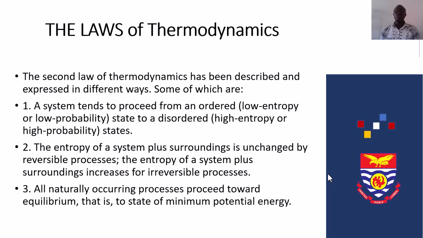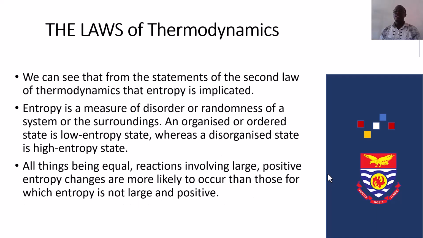A system tends to proceed from an ordered state to a disordered state. The entropy of a system plus surroundings is unchanged by reversible processes. The entropy of a system plus surroundings increases for irreversible processes. All naturally occurring processes proceed toward equilibrium, that is, to a state of minimum potential energy. So we can see from the statements of the second law of thermodynamics that entropy is implicated.